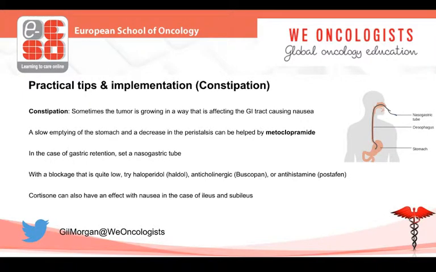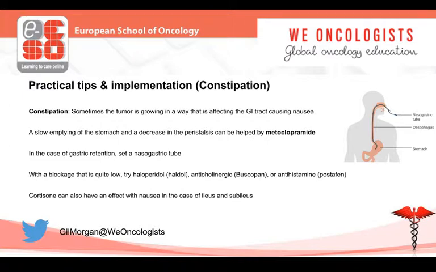So when it comes down to constipation, constipation sometimes can be caused because the tumor is growing in a way that is affecting the GI tract and causing the nausea. It can be a slow emptying of the stomach and a decrease in the peristalsis. And this can be helped by the use of metoclopramide. In the case of gastric retention, you can set a nasogastric tube, and this would give you quite adequate relief.